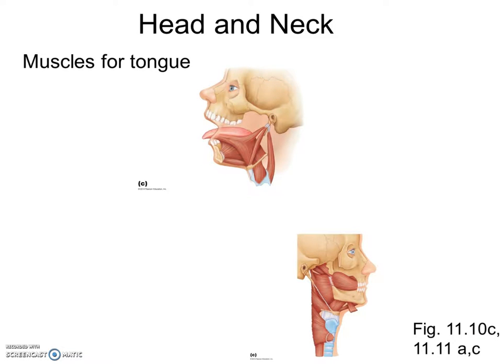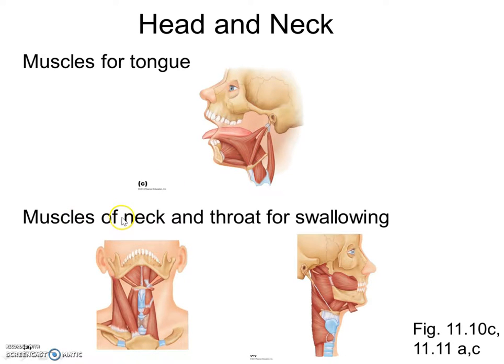We'll move on and look at some of the other muscles that aren't on our list but are also important. You have, of course, muscles that help move your tongue, and you'll notice a lot of them are beneath the tongue. And you have muscles down here that are for the neck and throat, and they help you swallow. So these are all deep.